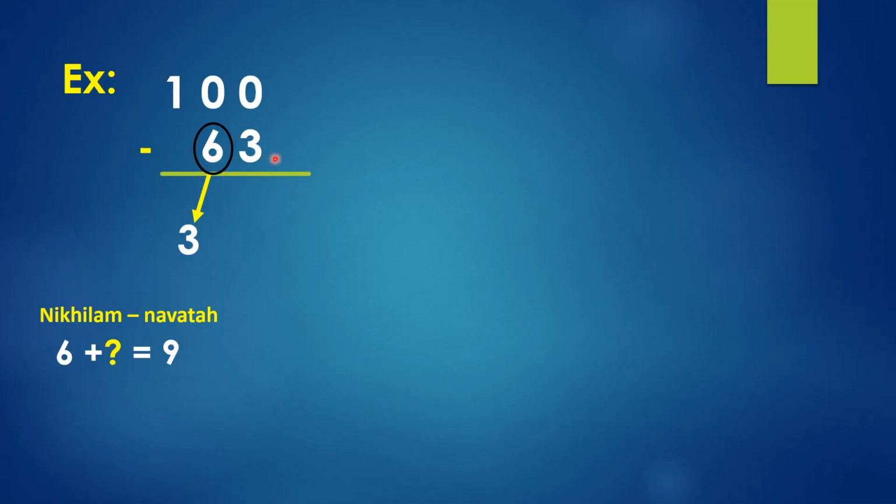Now move on to 3. If you observe in 63, 3 is the last digit. So Charamam, the last digit, should be made 10. So how much should be added to 3 to get 10? It is 7. That's it, over. Our difference is 37. 100 minus 63 is 37. So easy, right?